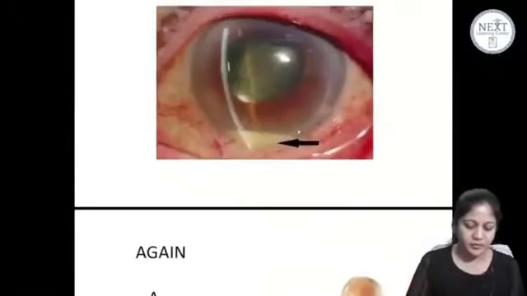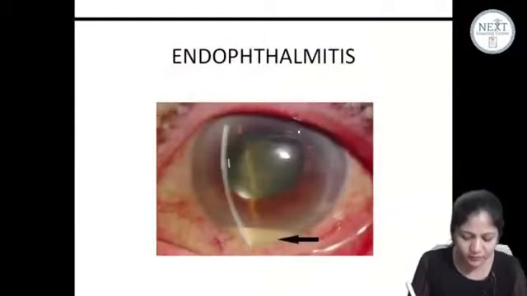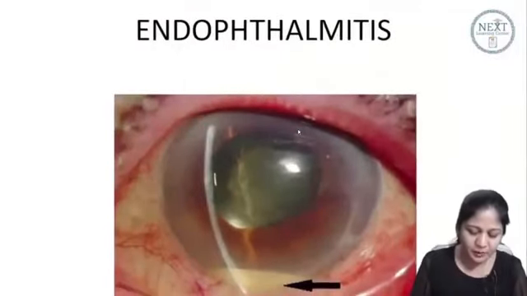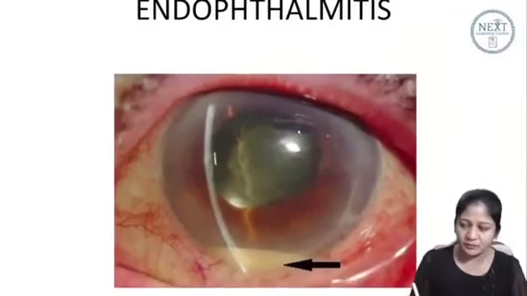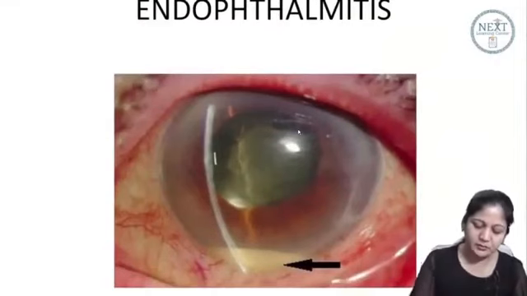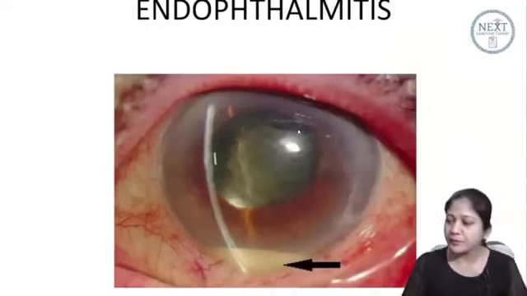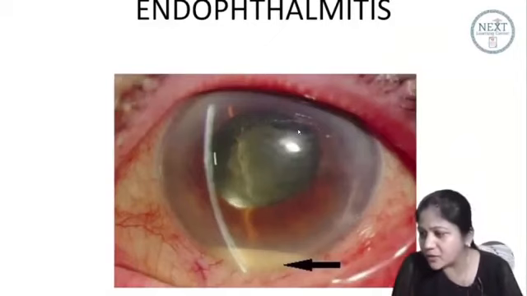Yes, see all of you. This is a typical hypopyon. Right? It's a typical hypopyon. Can you all see? Can you all see the hypopyon? Yes. This arrow mark is your hypopyon. This is again a slit lamp picture. Yes, pus in the anterior chamber.